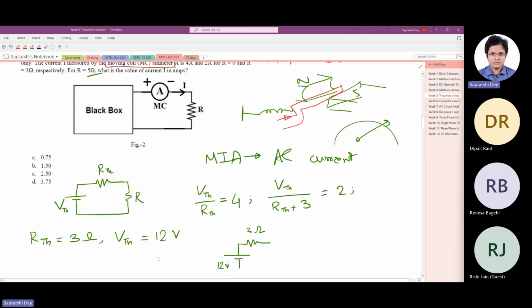You said RTH is 3 ohm, so VTH is 12. From this equation, you can say that. Yes, and the current is 12 by 8, so it will be 1.5. The current will be 1.5 ampere.